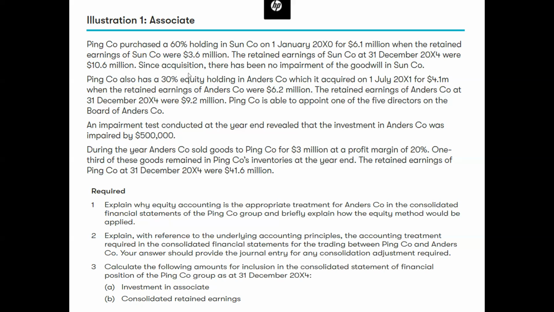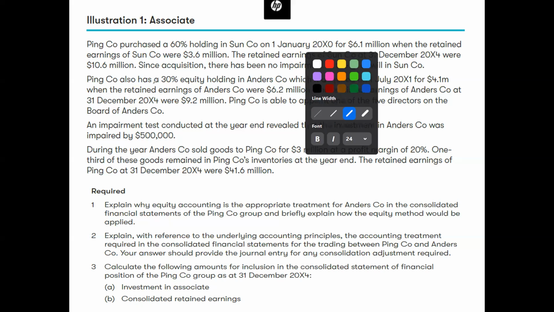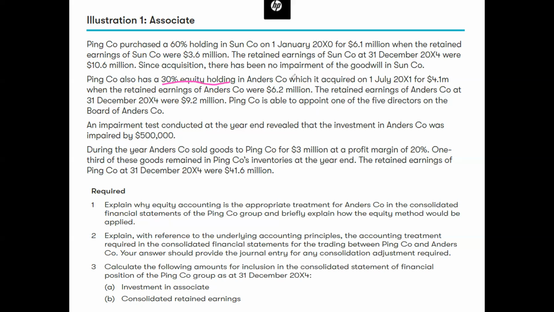Okay. So the next part is where the associate now comes in. They tell me I acquired a 30% equity share in Undersco, and at the date they told me that their retained earnings was 6.2 million. I paid 4.1 million for my share. The retained earnings at the end of the year is 9.2 million, and it is able to appoint 1 of 5 directors on the board. So there I can see I have representation on the board. So I know that I have significant influence with that 30%. So I know that I am an associate.